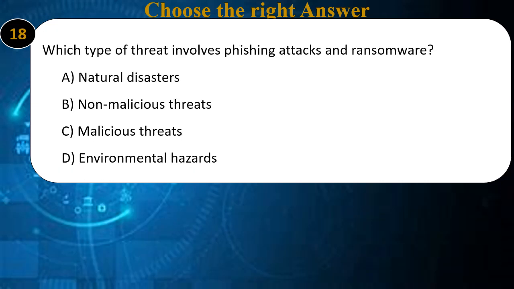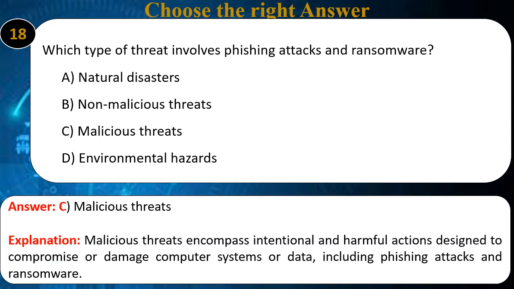Question number 18. Which type of threat involves phishing attacks and ransomware? A. Natural disasters. B. Non-malicious threats. C. Malicious threats. D. Environmental hazards. The correct answer is C.